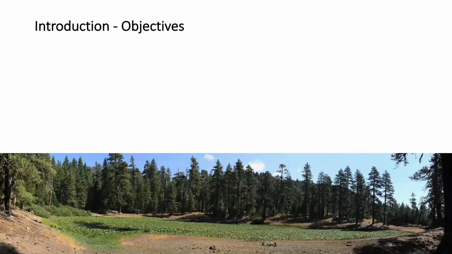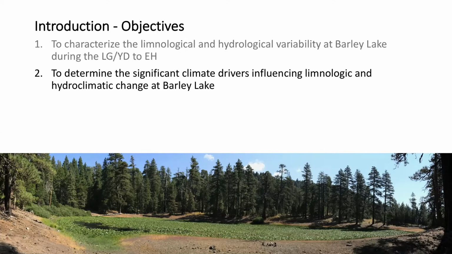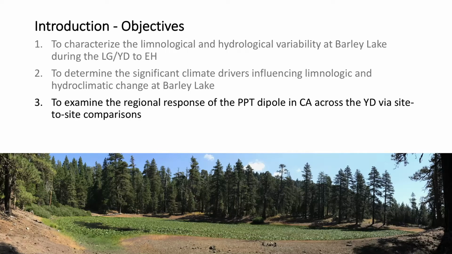The objectives of this thesis are to characterize the limnological and hydrological variability at Barley Lake during the Late Glacial Younger Dryas to Early Holocene, and to determine the significant climate drivers influencing limnologic and hydroclimatic change at Barley Lake. And lastly, to determine the response of the precipitation dipole in California across the Younger Dryas via site-to-site comparison.